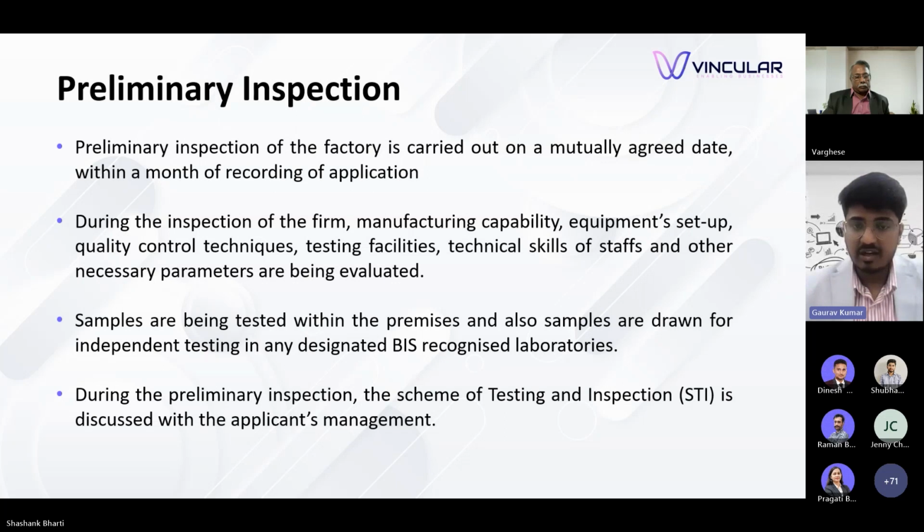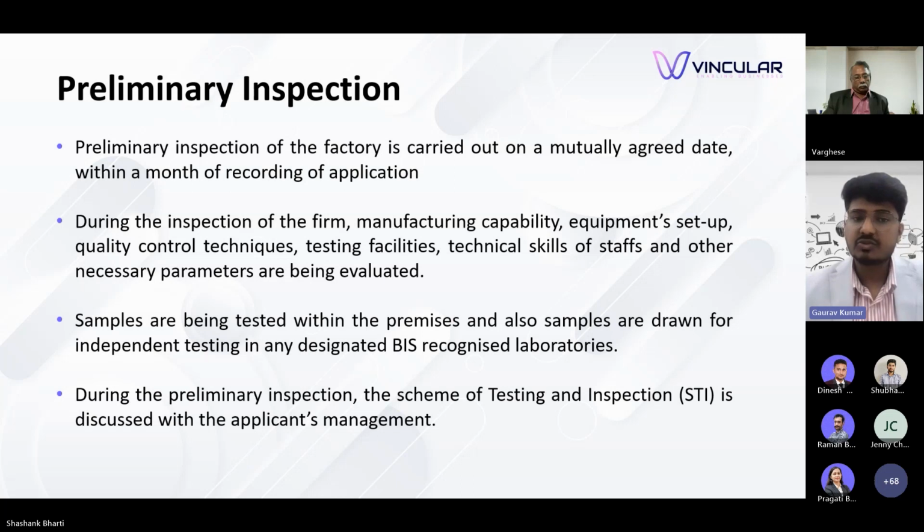During the inspection of the firm, manufacturing capabilities will also be checked. Let's say if I claim that I can produce this many quantities in a day, in a week, in a month, or in a year, everything will be checked through past historical data. So it is expected that applicants should maintain those historical data in their records, which can justify the claims made by the applicant in order to obtain the license. Equipment setup is also important, like all machinery should be in place. Quality control techniques should be as defined in the Indian standard.